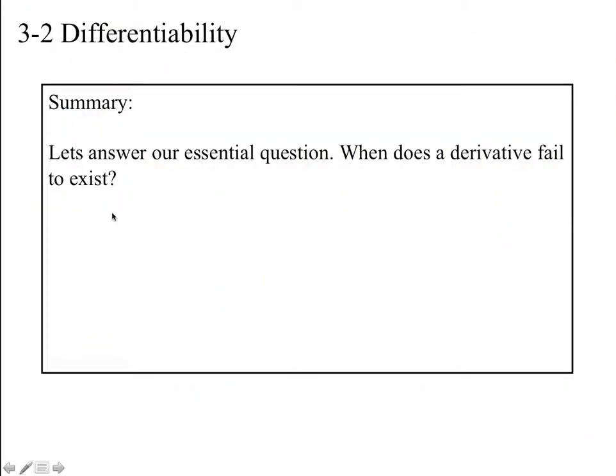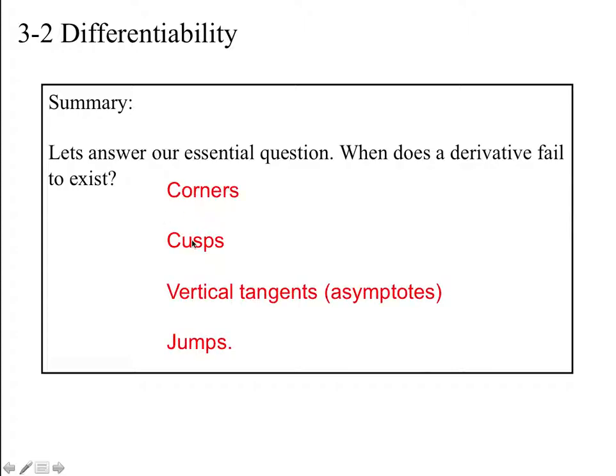So if we just go over our essential question again, when does the derivative fail to exist? What you need to do is get that visual picture of corners, cusps, vertical tangents, and jumps, or piecewise functions, where they transition. You need to get the visual picture of those 4 scenarios in your mind, so that you can see where that derivative fails to exist.